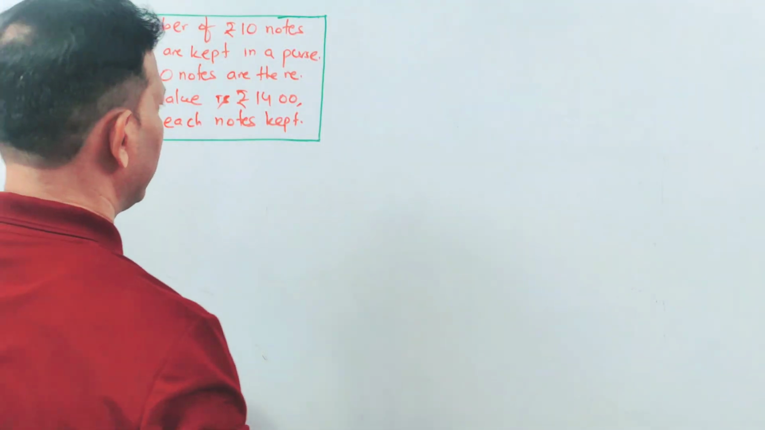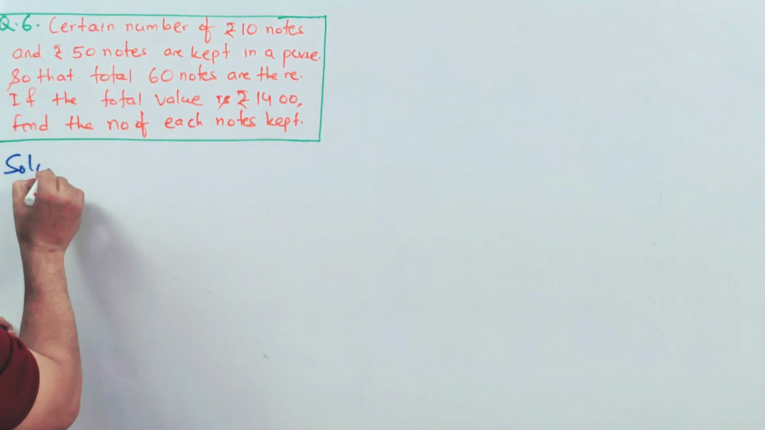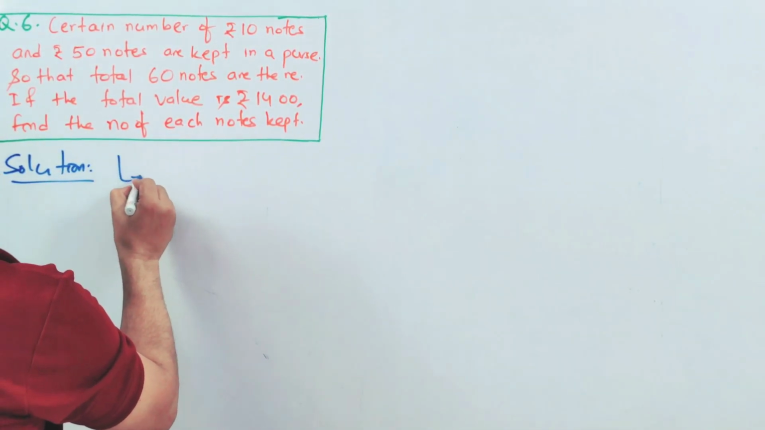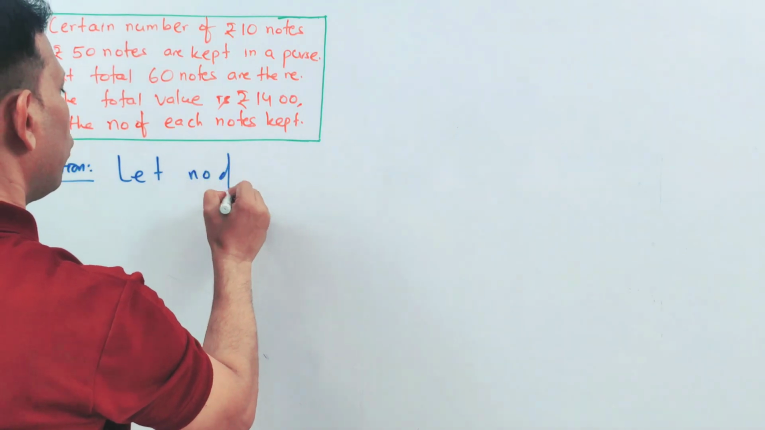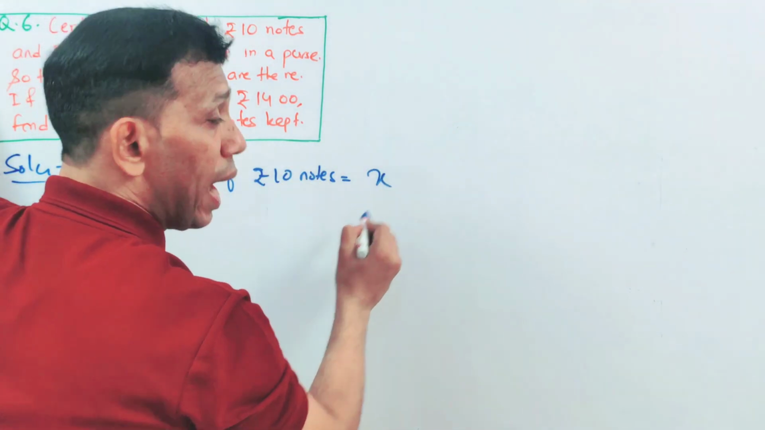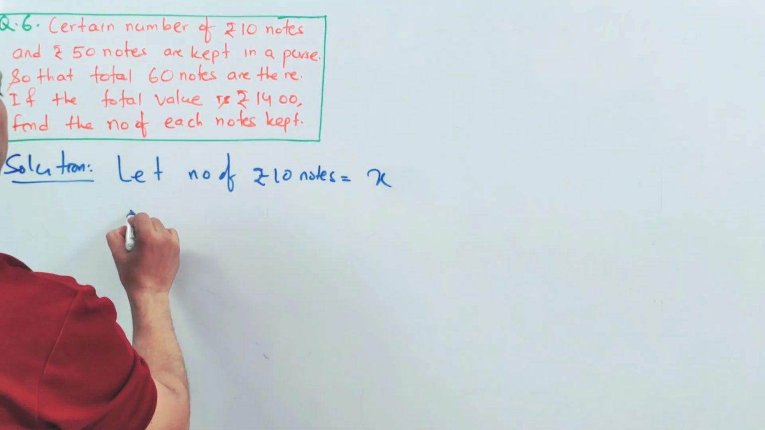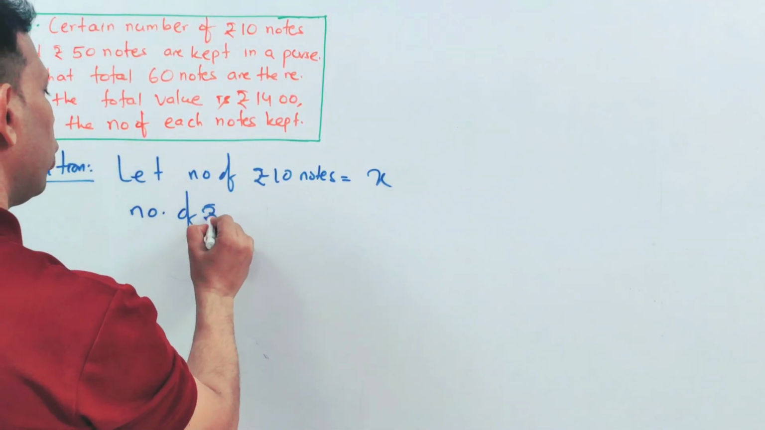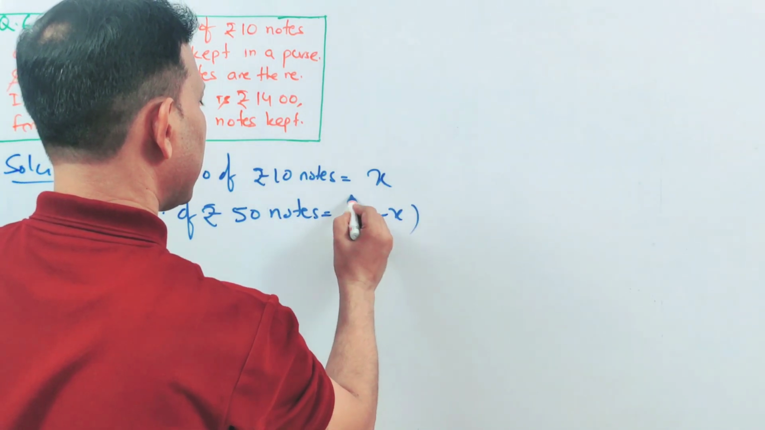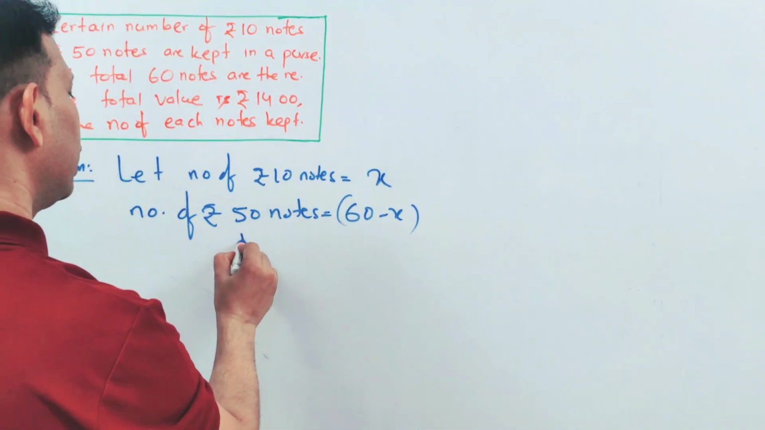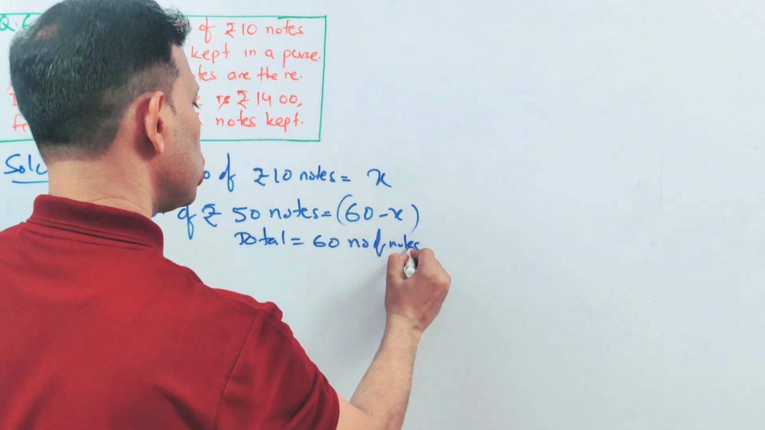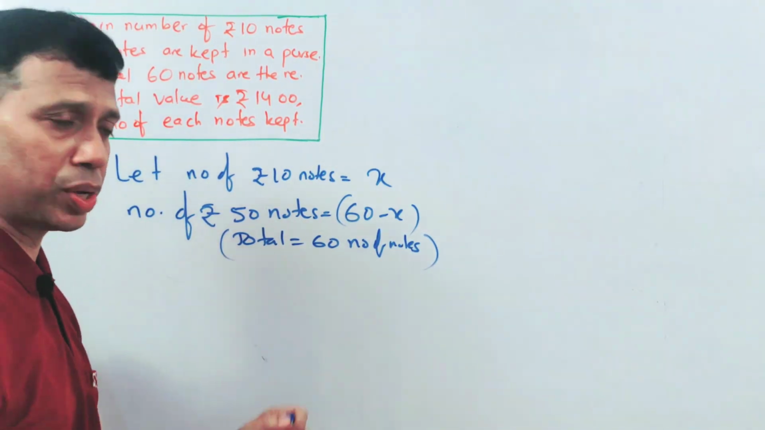Actually we have got the idea. So now the solution. Let the number of 10 rupee notes be equal to x, then the number of 50 rupee notes is equal to 60 minus x. Why? Because the total is 60 notes. So I have written the reason here.